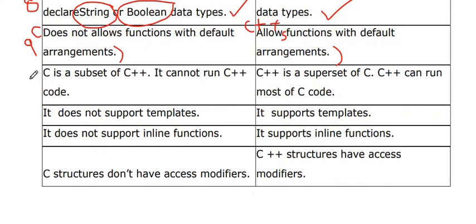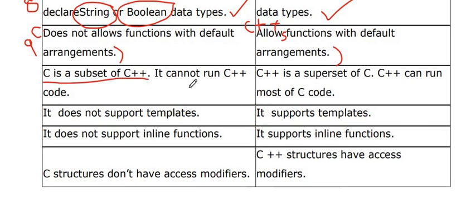Now let us see the 10th difference. C is a subset of C++. It cannot run C++ code. C++ is a superset of the C. C++ can run most of the C code.